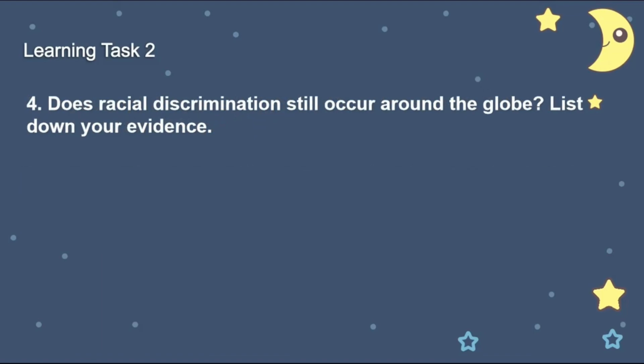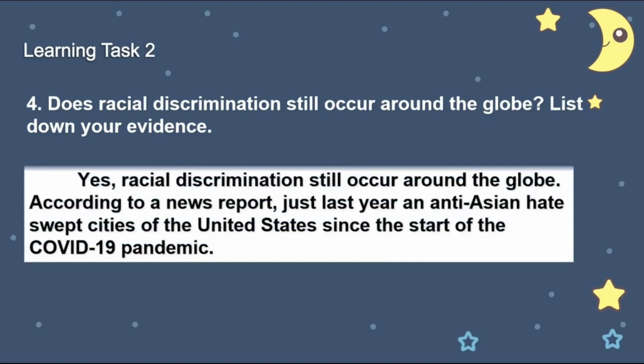Question number 4. Does racial discrimination still occur around the globe? List down your evidence. So yes, racial discrimination still occurs around the globe. According to a news report just last year, anti-Asian hate swept cities of the United States since the start of the COVID-19 pandemic.